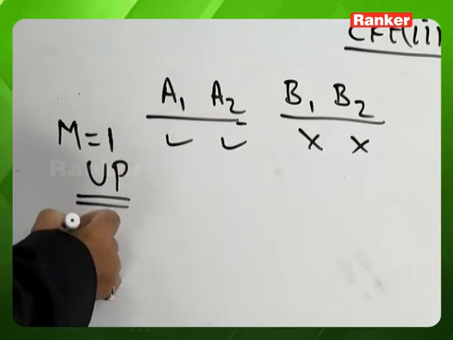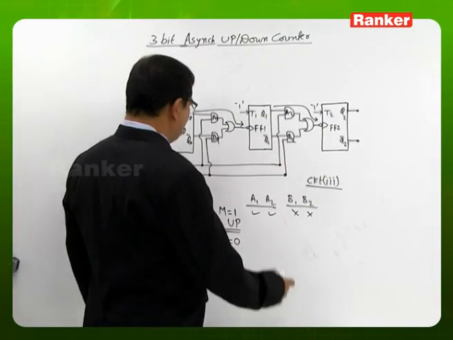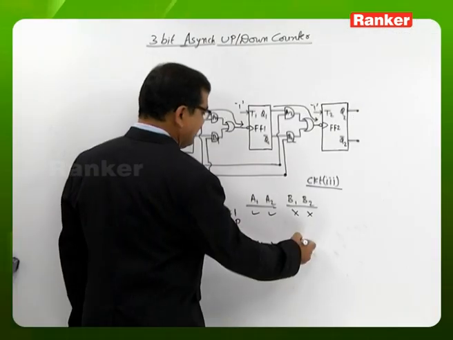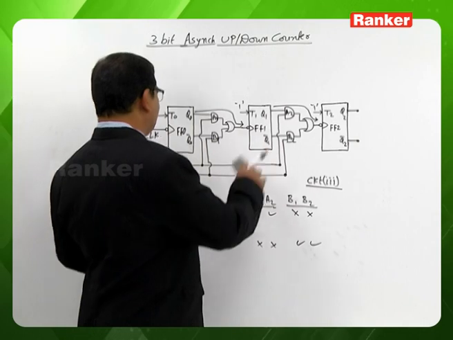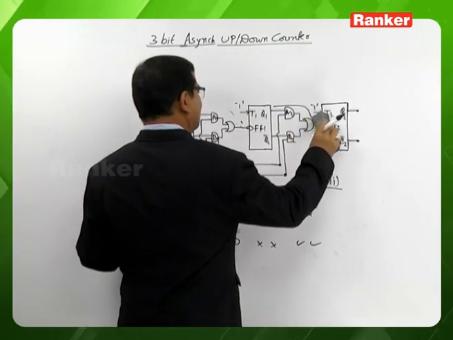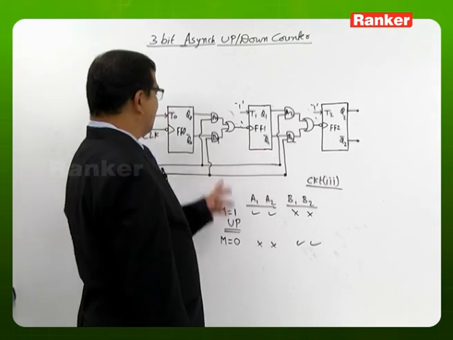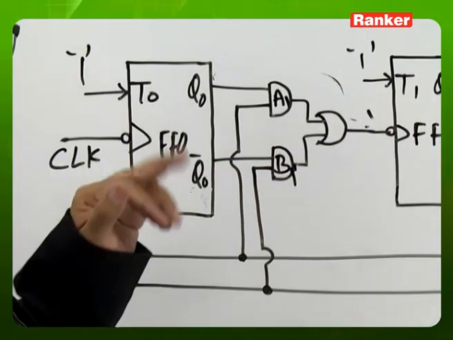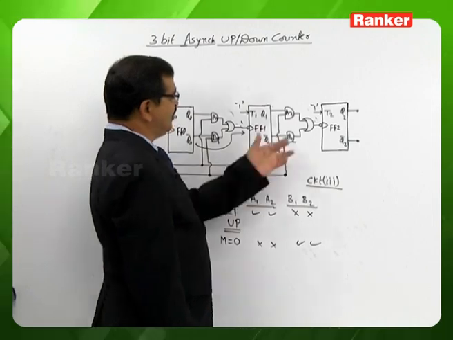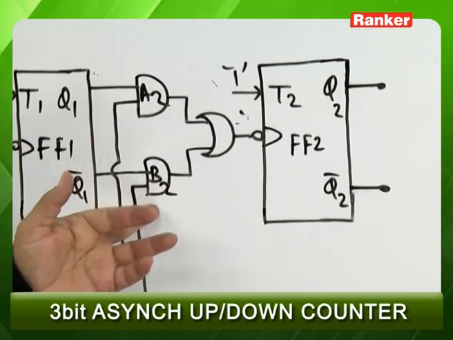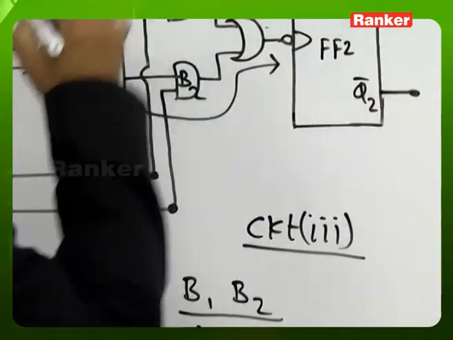Similarly, whenever M is 0, it's the reverse. Gates A1, A2 are disabled and gates B1, B2 are enabled. So the output of the 2-level AND-OR circuits now depends on the outputs of gates B1 and B2. The output of B1 depends on its second input, which is Q0 complement, so Q0 complement now comes as the clock of flip-flop 1. Similarly, the second input of B2 is Q1 complement, so Q1 complement is the clock of flip-flop 2.